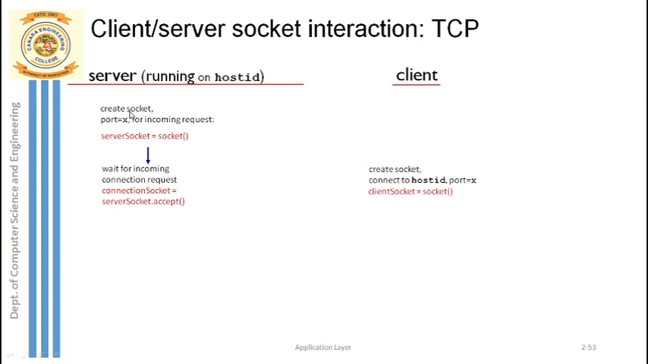So first, at the server side, it will create a socket. Once the socket is created, you can assign one unique port number to that socket at the server side. Remember which socket you're creating first. Is it the connection socket or the welcome socket? It is the welcome socket which should be created first at the server side. You assign one port number, say port equal to X.